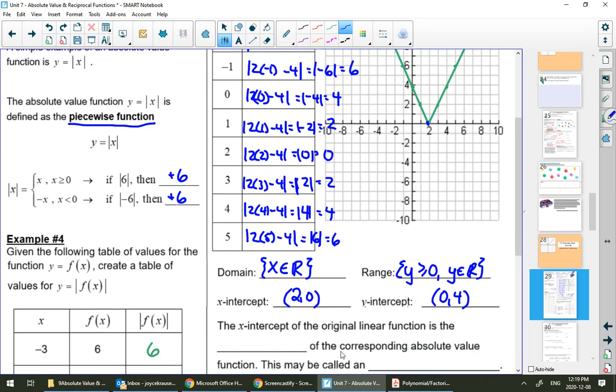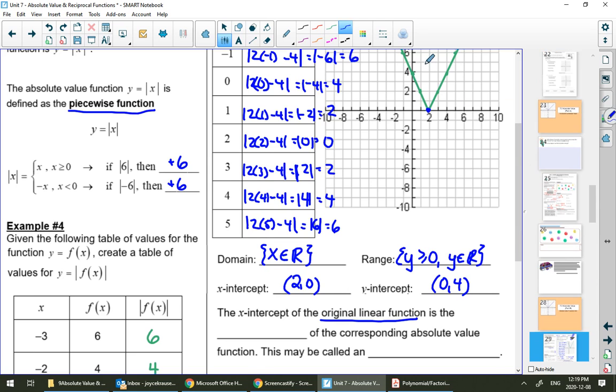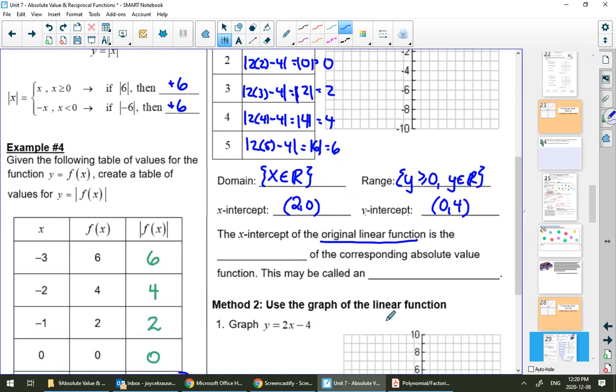Taking a little look further here, the x-intercept of the original linear function is the blank of the corresponding absolute value function. So the x-intercept of the original function, if I were to graph that original function of y equals 2x minus 4, that graph would go up in this direction and it would cross right at 2 comma 0. Well, that has now become the vertex of our new absolute value function. So the x-intercept of the original function becomes the vertex of the corresponding absolute value function.